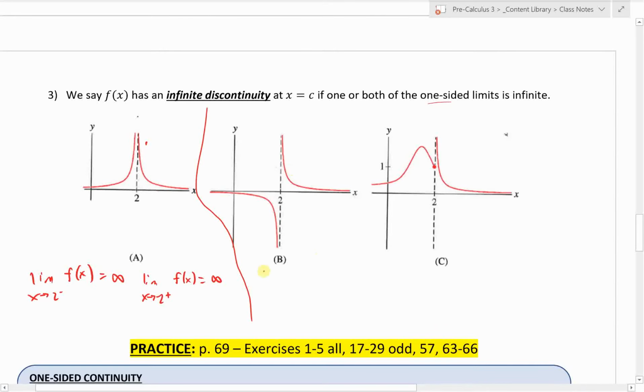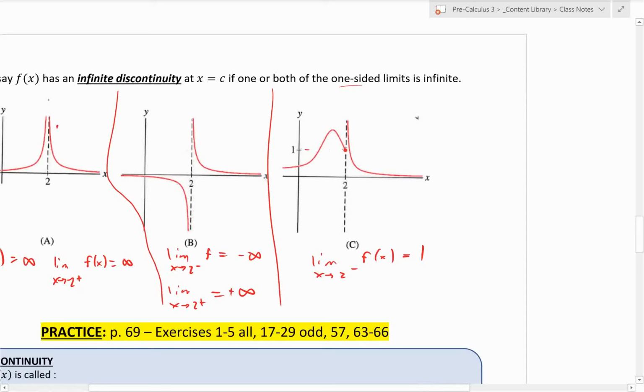In this middle one, we can see that the limit as x approaches 2 from the left is going down toward negative infinity, and the limit as x approaches 2 from the right is going up toward positive infinity. Okay. And then in this last case, we see the limit as x approaches 2 from the left is actually a specific numerical value. It's 1. Okay. But the right-hand limit as x approaches 2 from the right is going up toward positive infinity.